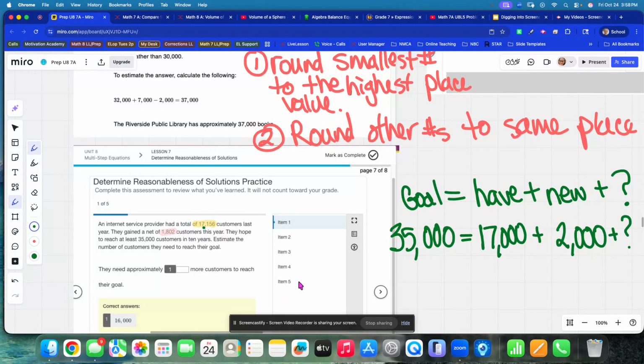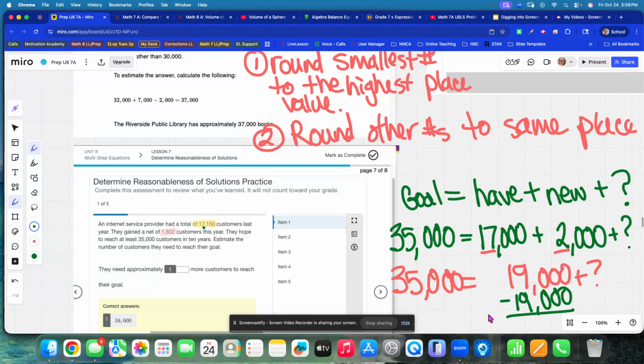Okay, so this actually ends up being really nice when we do this because we can just kind of eyeball this. They're all in the thousands. So here we have 19,000, plus we don't know. And so to figure out about how many we need to reach the goal, all we have to do really is subtract 19 from 35. Okay, because they're both in the thousands. So it's really easy math there. 35 minus 19, and that'll be a really good estimate for us.